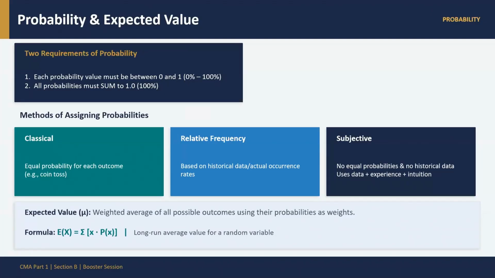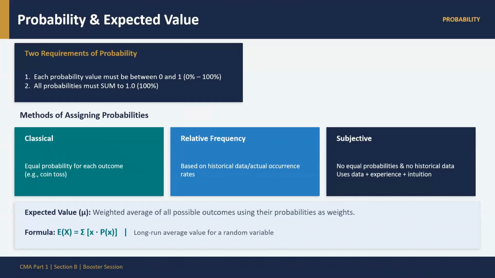Then what are the methods that we choose for assigning the probabilities? There are three methods: classical, relative frequency, and subjective. Classical is the simplest method. You'll just know what the outcomes are and how many outcomes there are. You will simply divide 100% by that number of outcomes. Let us say, for example, flipping a coin. There are two outcomes. You will assign equal probability for each outcome, 50% each.